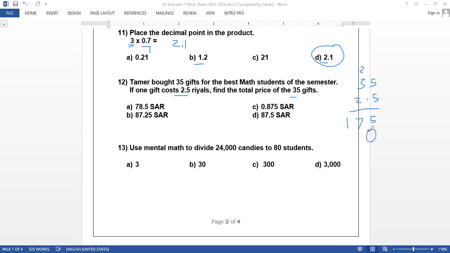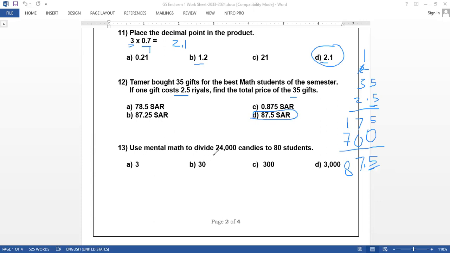I put a big 0 here and erase this 2. 2 times 5, 10. 2 times 3, 6 plus 1, 7. Now I add these two numbers. 5, 7, 8. Now here we have one decimal place only. So I put the point after one decimal place, this decimal place here. 87.5.